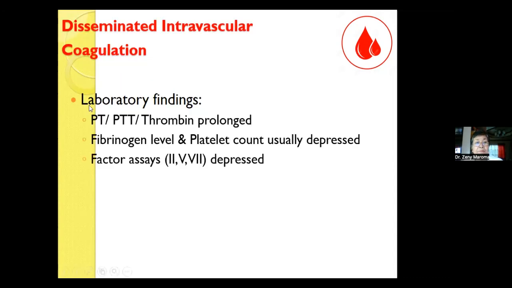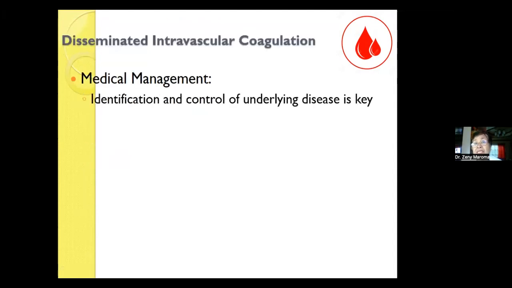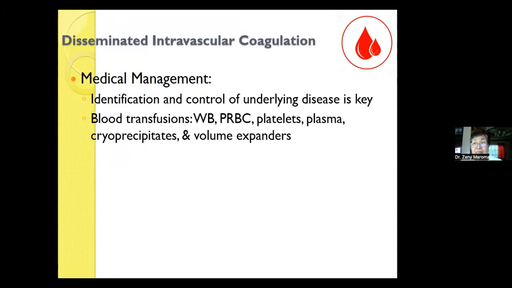Laboratory findings: prothrombin time, PTT, thrombin, prolonged. Tapos fibrinogen level, platelet count, depressed. Factor assays 2, 5, 7, depressed. There's depressed clotting factors. Medical management: identification and control of underlying disease is the key.